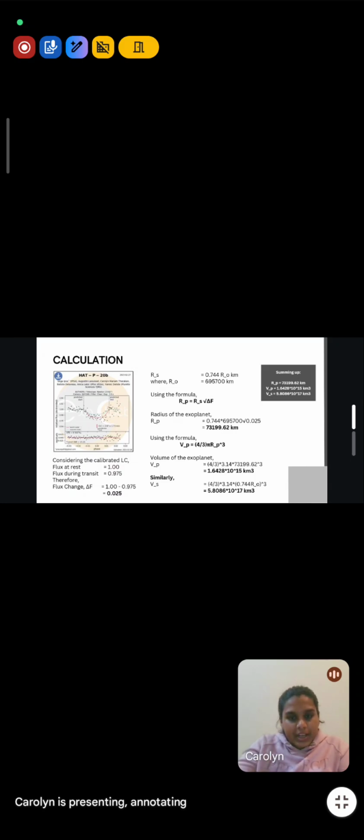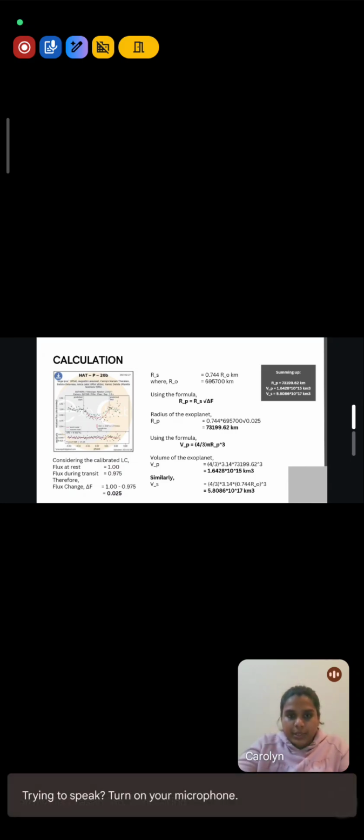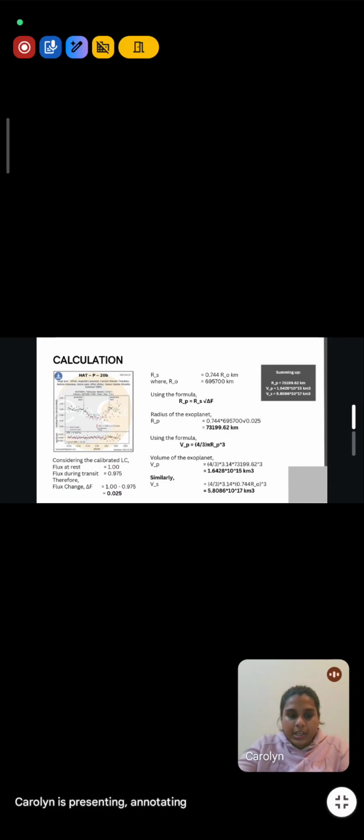calculation. I didn't get into the derivation part of this because it's pretty long, but if anyone wants the derivation, I can send it to you separately or I can explain it to you separately. So what we had done was the analysis of the light curve for HAT-P-20b, and I had asked you to calculate these values for WASP-84b.